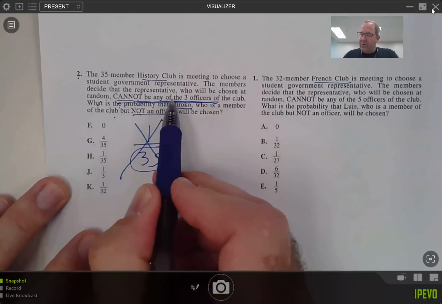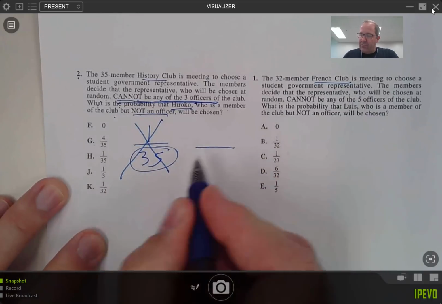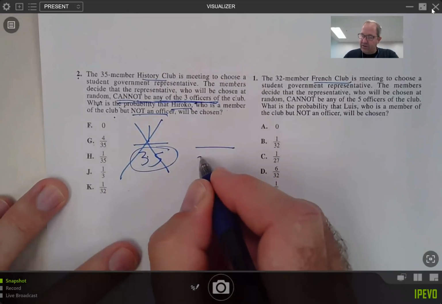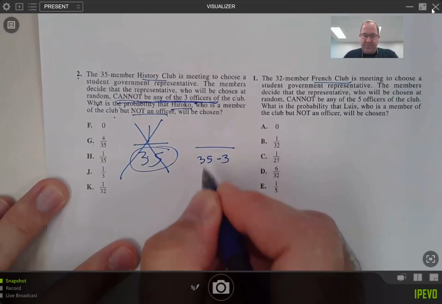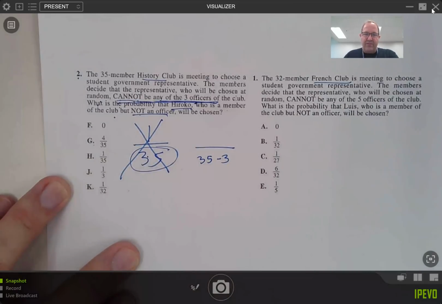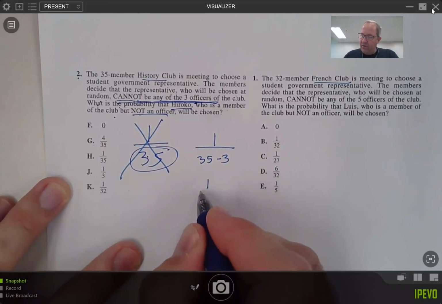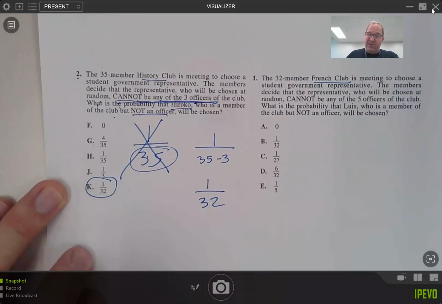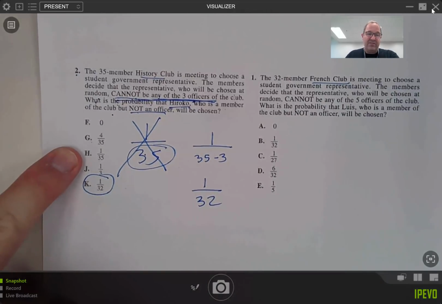We are not going to be one of the 3 officers. So there's not really 35 people they're choosing from. They're really choosing 35 minus 3, right? Because there's going to be 3 less. Of course, there's only one way to pick our man. So the answer would be 1 over 32, which is K. By far in this one, the common one people pick is letter H.